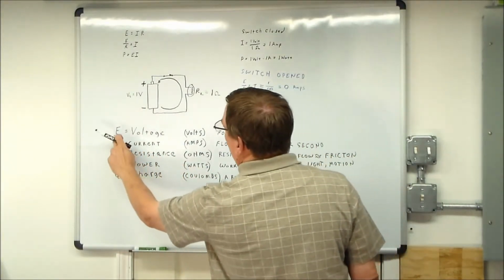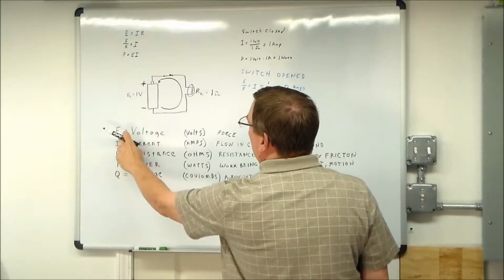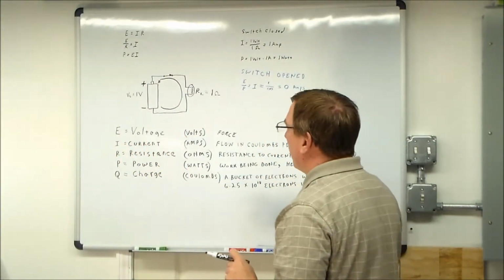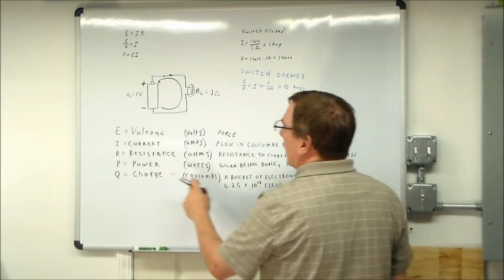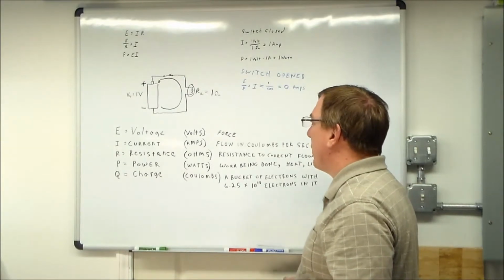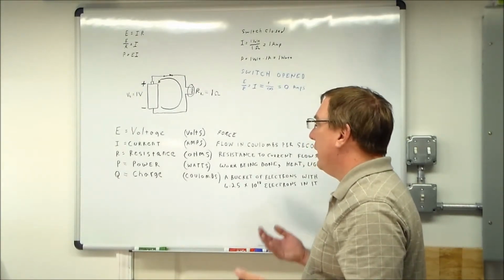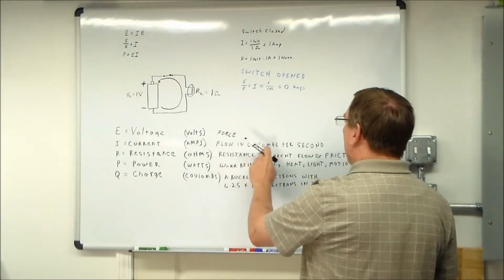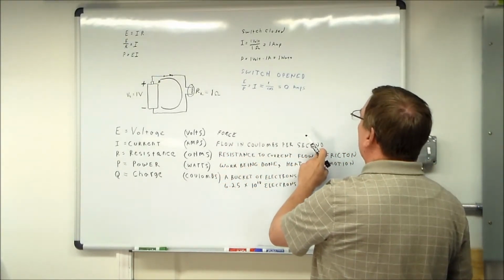So here are the variables we use. E equals voltage, and I believe that comes from EMF, electromotive force, but it relates to force. I equals current. Now, I was chosen by the French, intensity of current, something like that. So that is a flow in coulombs per second.